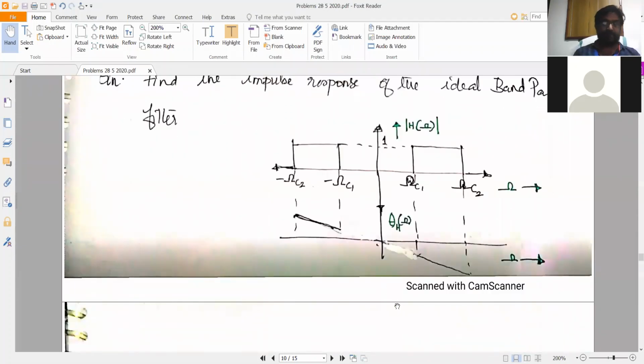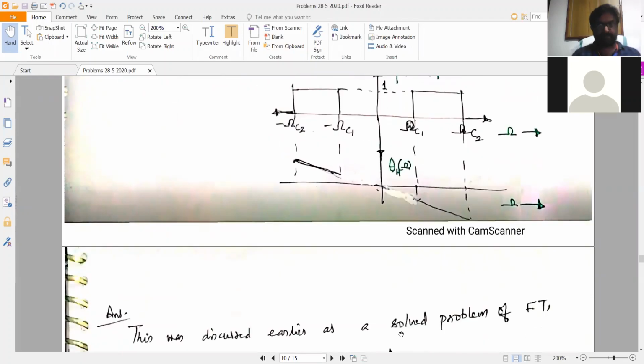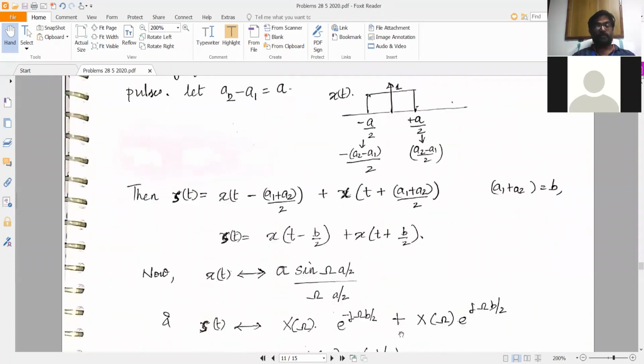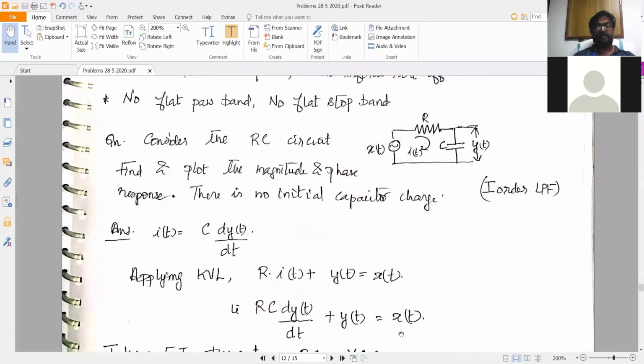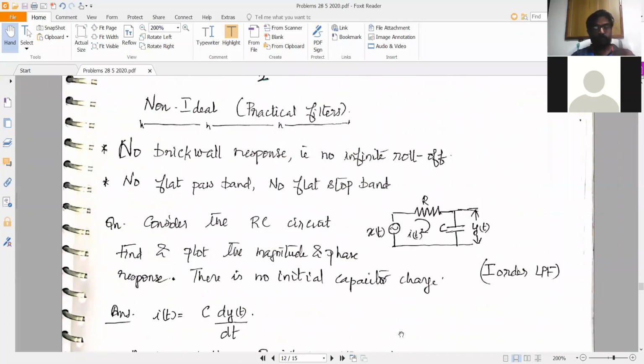Whereas for practical filters, you have different definitions for bandwidth. The most popular definition for bandwidth is what we are familiar with, which is the 3 dB bandwidth. So the 3 dB bandwidth is also known as the half power bandwidth. Okay, so that we'll discuss shortly. Now we move on to practical filters. So we have completed the discussions on ideal filters, and now we move on to practical filters, which are the non-ideal linear time invariant filters.